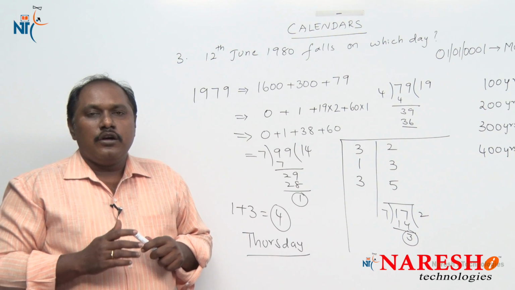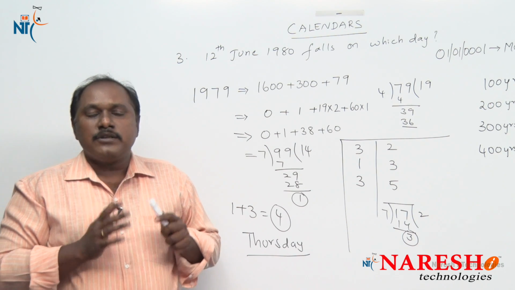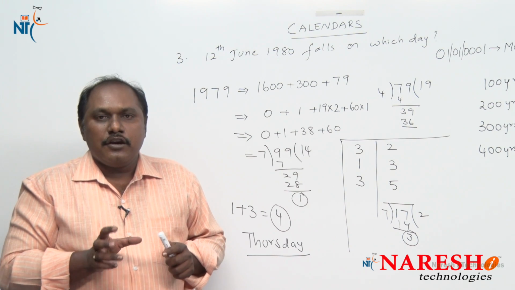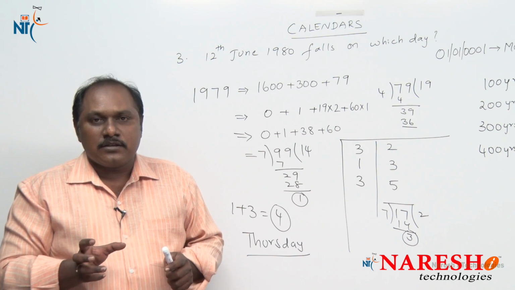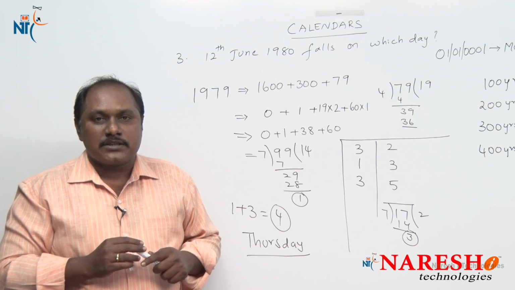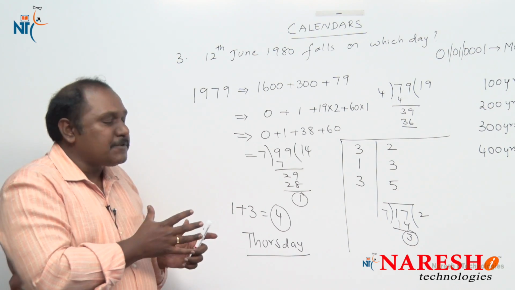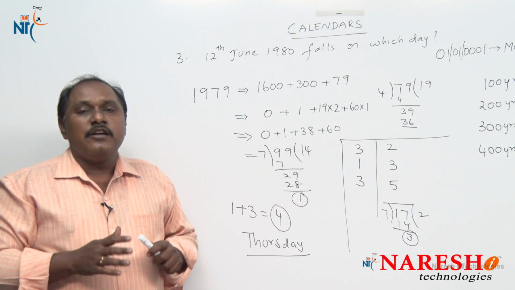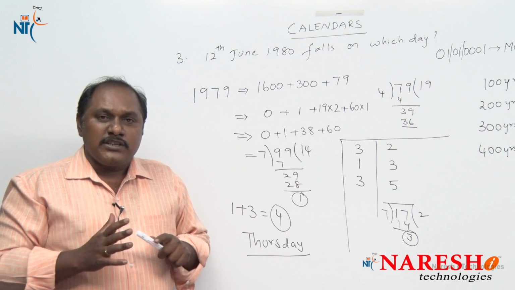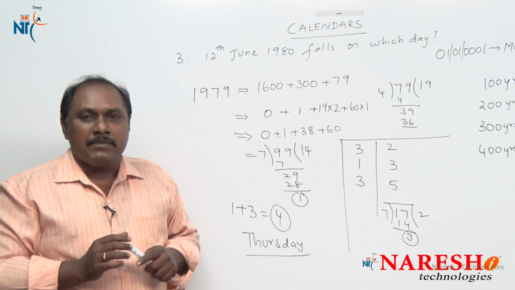First point, odd days. That is, when you divide a number by 7, what is the remainder? If you can tell that, that is odd days. Second, divisibility by 4 to find leap years. If we can tell this, we need not do these many steps to tell the answer for this question. We can tell the answer quickly. The procedure is the same, but we can cut down the number of steps. Now let's see that method.